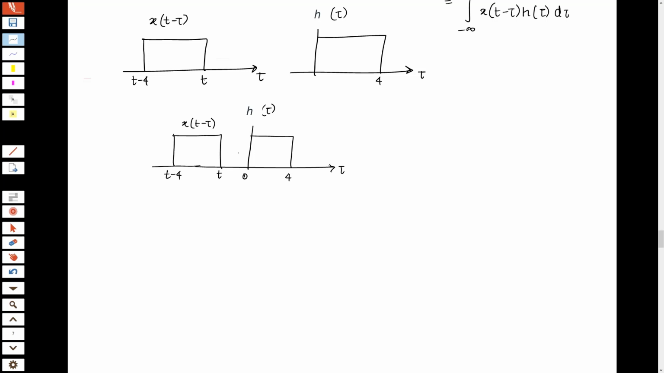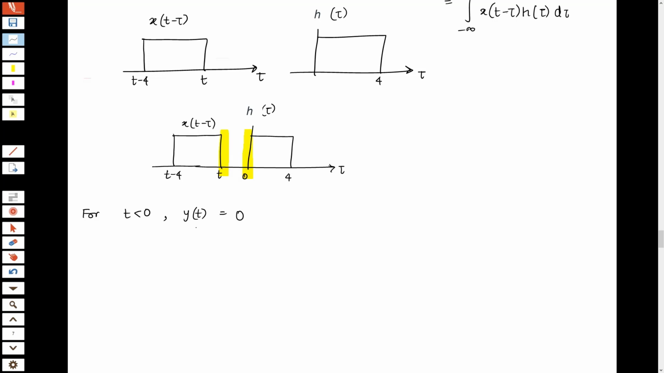There's no overlap between the two. That means we are basically saying that t is less than 0. That means this edge and this edge have not yet met each other, right? So t is less than 0. In this case, y(t), which is the convolution, you had to find the product first, right? So this is 0.